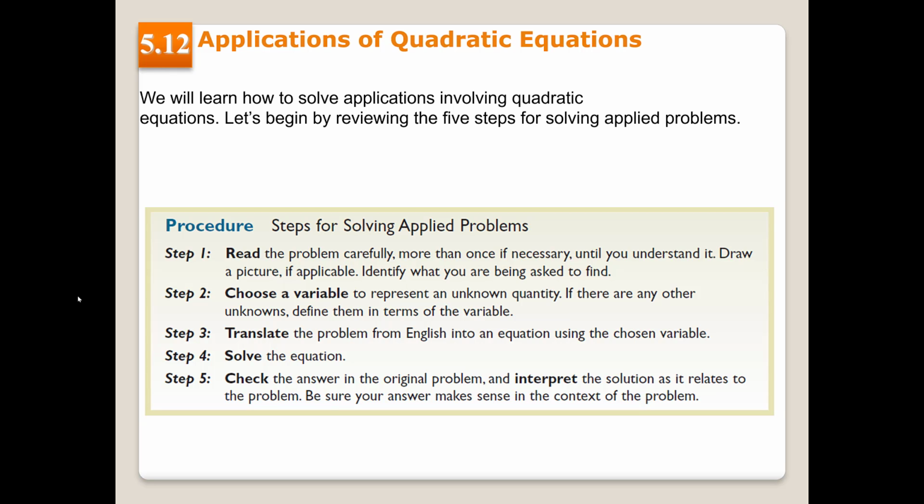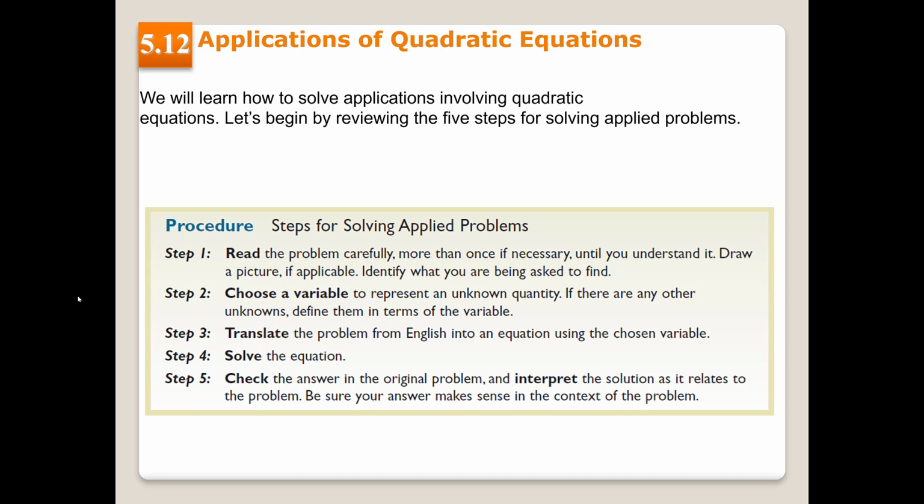So the procedure. First step, we want to read the problem carefully, more than once if necessary, until you understand it. Draw a picture. Identify what you're being asked to find. Step 2, we want to choose a variable to represent an unknown quantity. If there are any other unknowns, define them in terms of the variable.